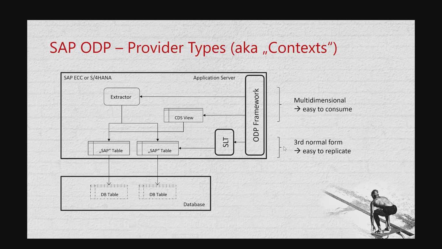With the higher level objects like extractors and CDS views, it's pretty much the converse. Consuming the data will be much simpler and you will have less modeling efforts, but you might not have the same level and the same service level when it comes to delta. And with that, let's move on to the demo section.